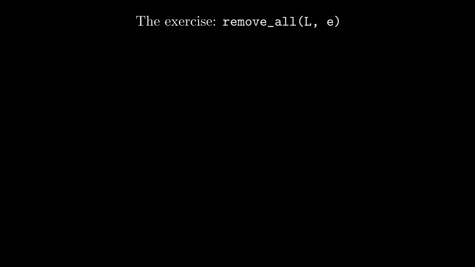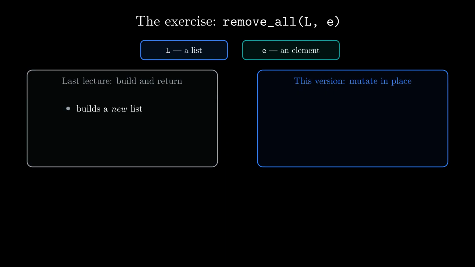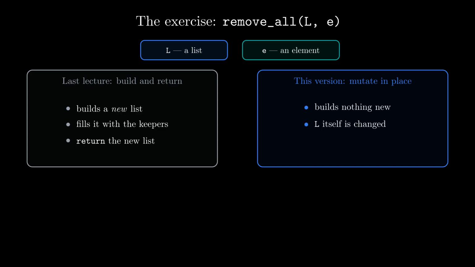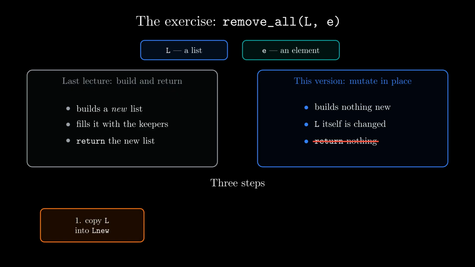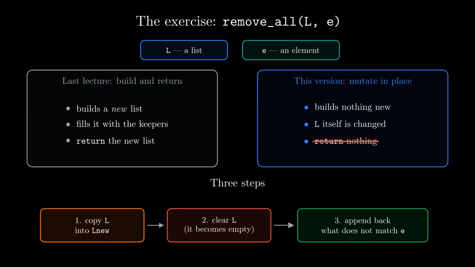Now put that clone to work. Write a function called removeAll, taking a list L and an element E. Last lecture, a similar function created a brand new list, filled it with every element of L except the ones equal to E, and returned that new list. This version doesn't create and return anything. It mutates the input L so that afterwards only the elements that do not match E remain. Three steps get you there. First, save the list as it currently stands into a copy. Second, empty out the list you want to mutate. Third, walk the copy and add back into L every element that does not equal E.